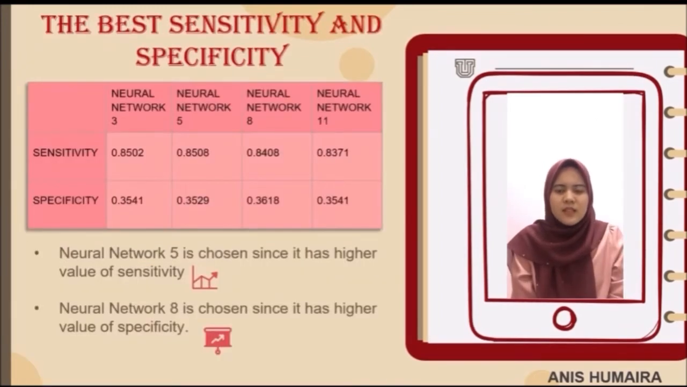Right now, let's take a look at the best sensitivity and specificity. From this table, we have found that the best sensitivity is neural network 5, since it has the highest sensitivity value. And next, neural network 8 is chosen since it has the highest specificity value.